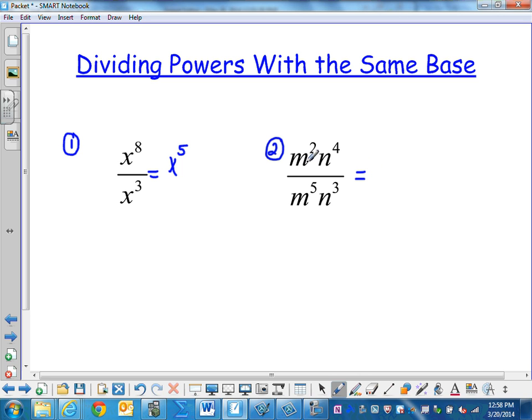m squared divided by m to the 5th. The power of 5 is the biggest exponent, so 5 minus 2 is 3. Since this biggest exponent is in the denominator, then m to the 3rd will go into the denominator, because there are 3 more m's in the denominator than there are in the numerator. n to the 4th divided by n to the 3rd. 4 minus 3 is 1. Since the biggest number is in the numerator, we have n to the 1, or just n.